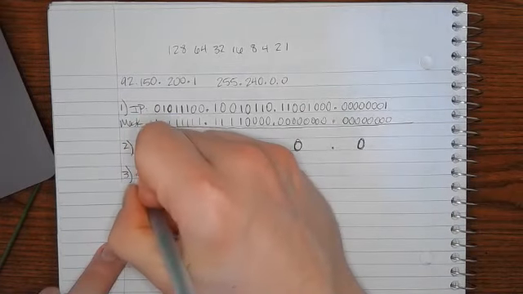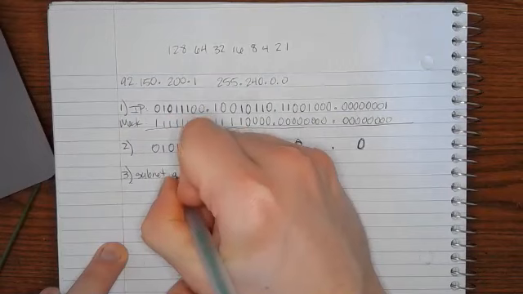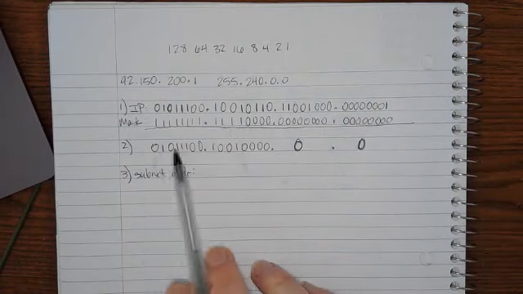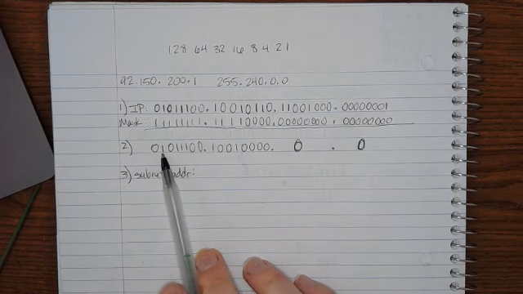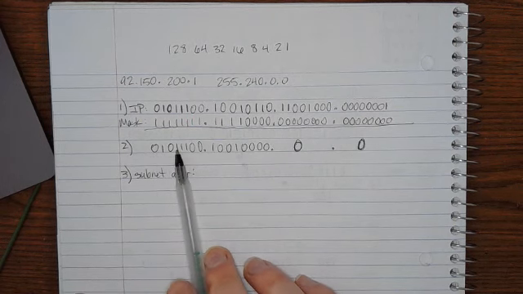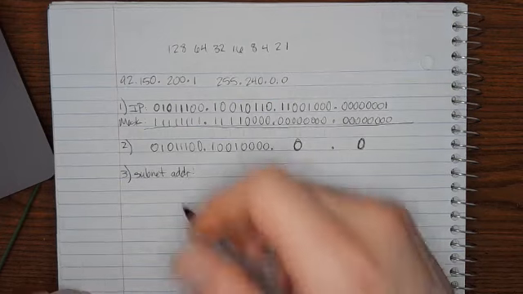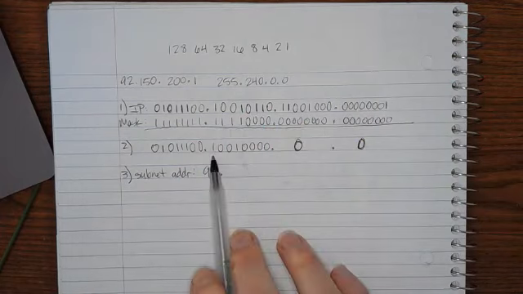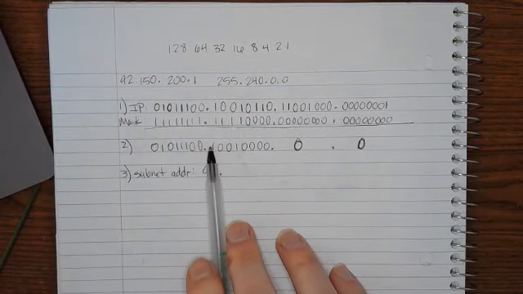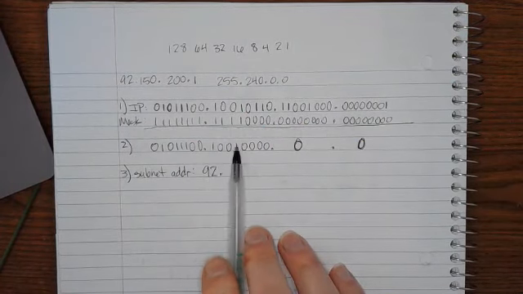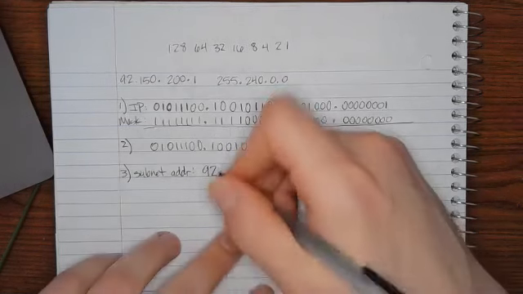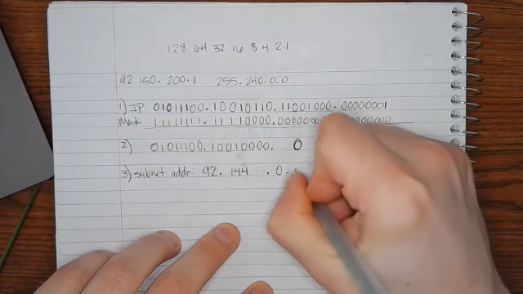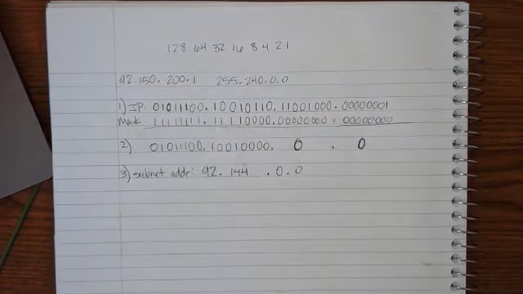So I'm going to convert it to decimal. This should still be 92. Let me verify. 64 and 16 is 80, 88, 92. Okay, we're on the right track. This is going to be a 128 plus a 16, so 144.0.0. So there's our subnet address.